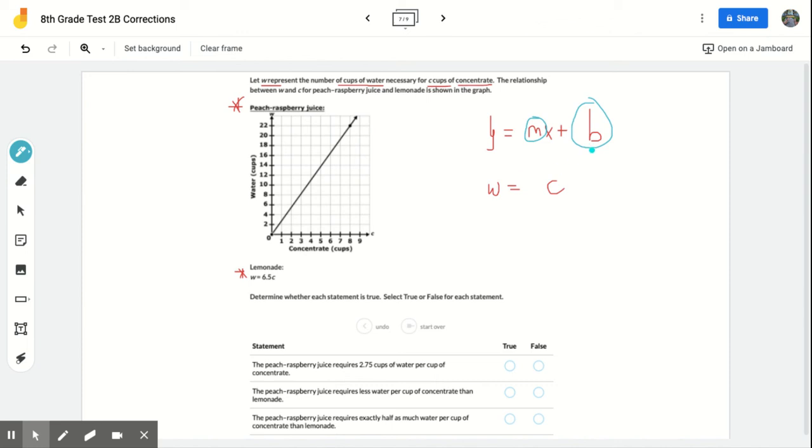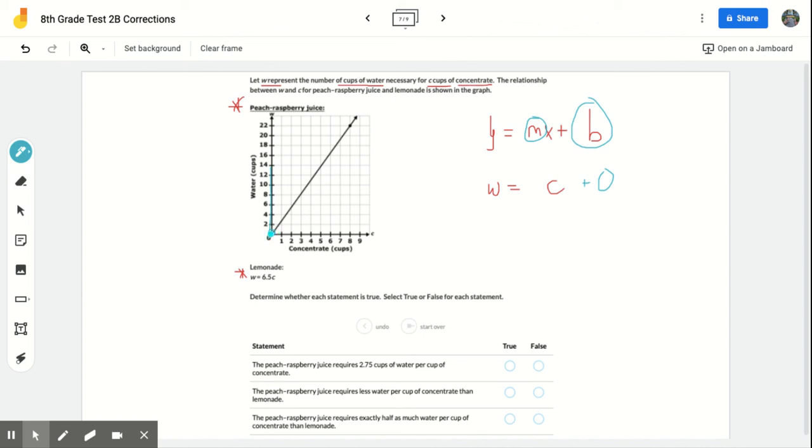So the y-intercept's easy from here. You could see that it's 0, crosses the y-axis right there. So we don't need to put anything for here. Plus 0, you don't need to add that. You could, but you don't really need to. It's not necessary. The slope, so let's kind of take a look and see.